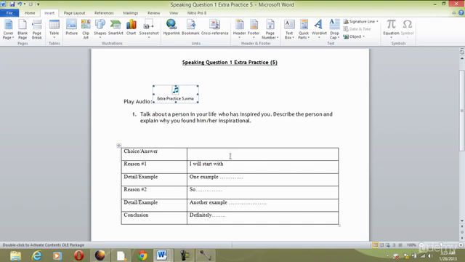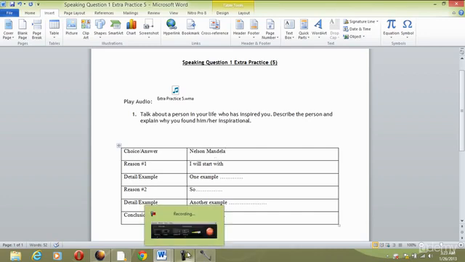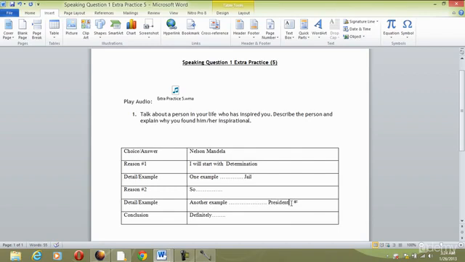Okay, so that is extra question number 5. And we had Nelson Mandela. We talked about his determination, and we had the example of him being in jail and also him being president. So we did this question a little bit differently, but you can do it this way too. This is a perfectly fine way of doing this particular question.